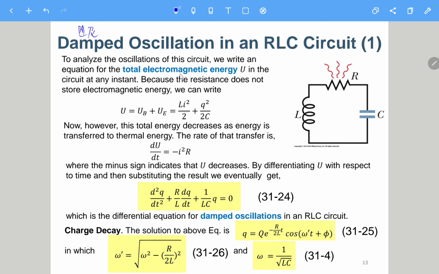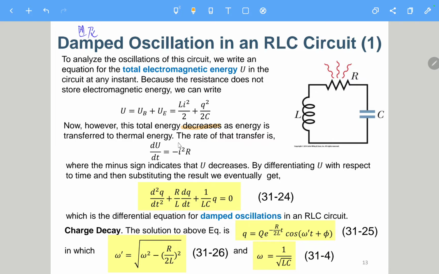So to analyze the oscillation of this circuit, we write an equation for the total electromagnetic energy U in the circuit at any instant. Because the resistance does not store any EM energy, we can write it like this. The first step is actually the same as the previous case, but here we don't have dU/dt equals 0. Rather, the total energy decreases as energy is transferred to thermal energy. The rate of the transfer is this one.